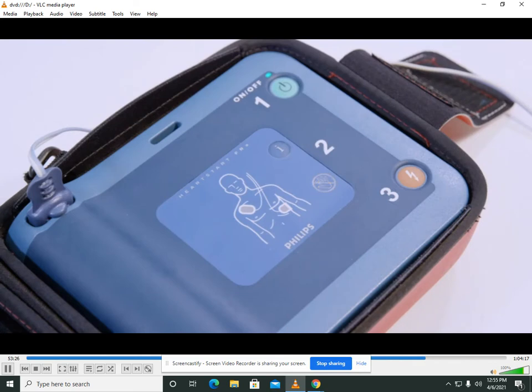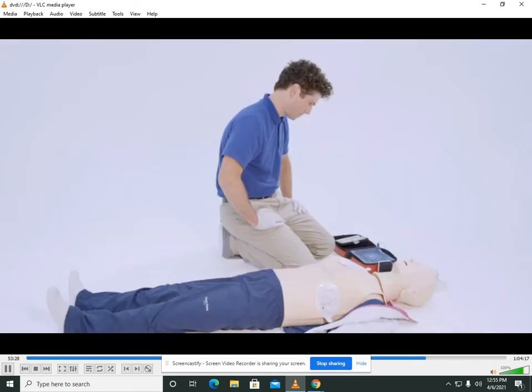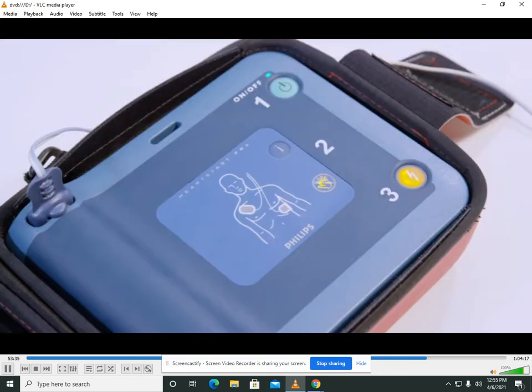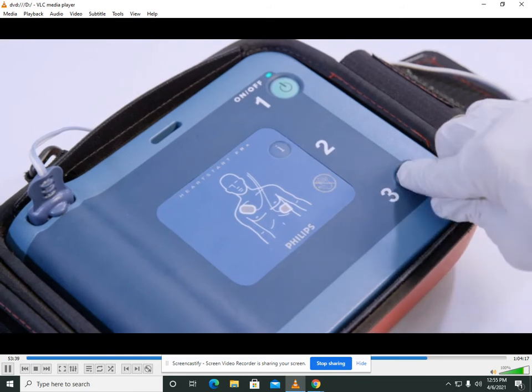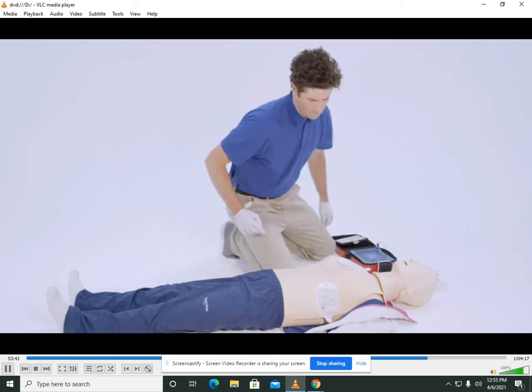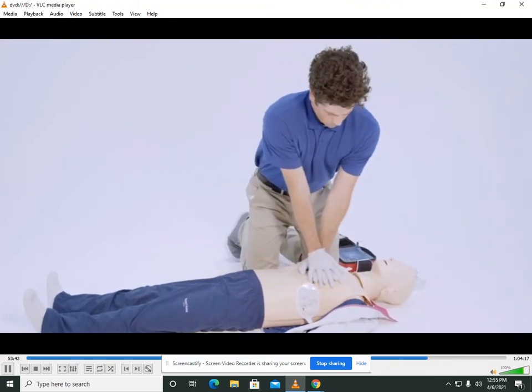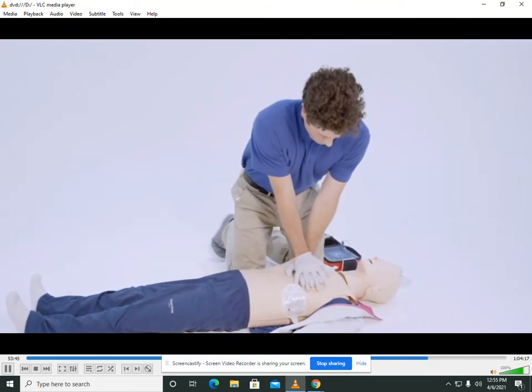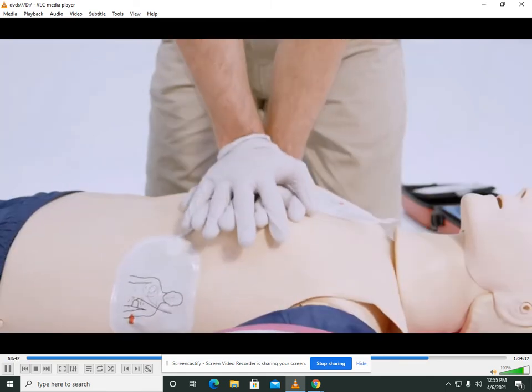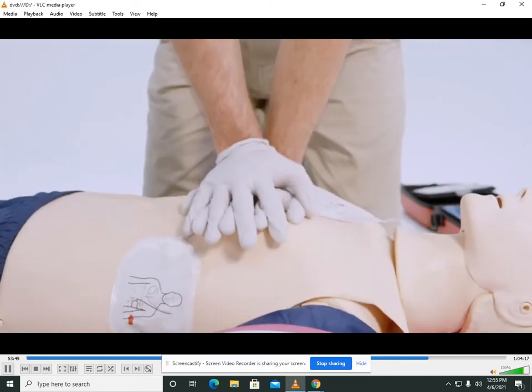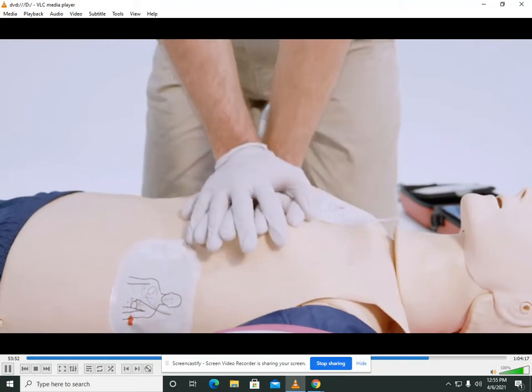Analyzing heart rhythm. Shock advised. If a shock is advised, make sure no one, including you, is touching the person before delivering the shock. Stay clear of patient. Press the flashing orange button now. Shock delivered. Immediately after a shock is delivered, resume CPR, starting with compressions. Voice instructions and additional analysis by the AED will guide you through further care.